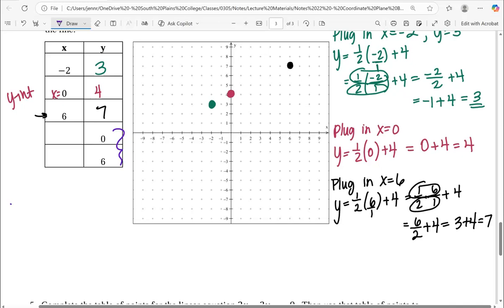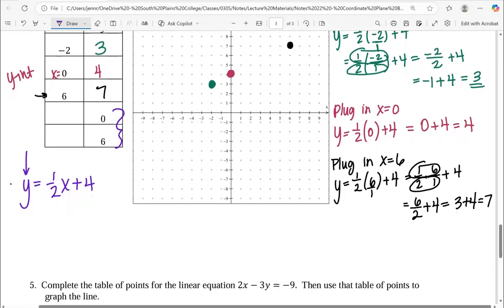However, these next two give me y values instead. Plus 4. What that means is I'm going to have to plug in the y on the other side of the equal sign and do some solving along the way. So if I plug in 0 into that y spot, I have 0 equals 1/2 x plus 4. And my goal is to get x alone.